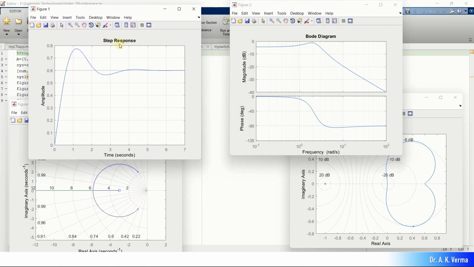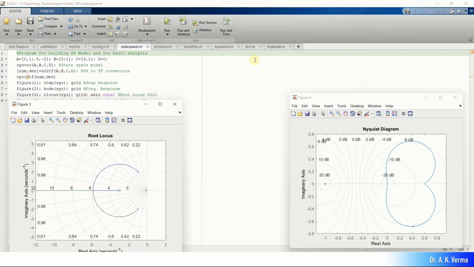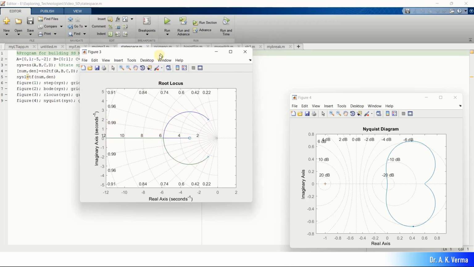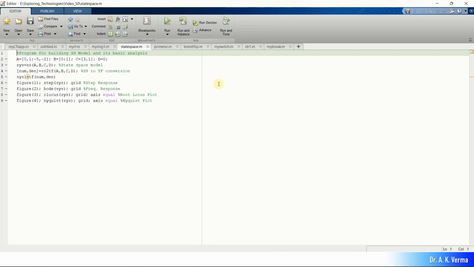So you can see that this is the step response. Okay, this is the Bode diagram, I mean the magnitude versus frequency, phase versus frequency. This is the root locus. You can see it has 2 poles and 1 zero. So one pole is ending at this zero and another pole is going to infinity in search of a zero. So that is the root locus, and this is the Nyquist. Okay, so this is how you can achieve all these analyses of this state space representation.